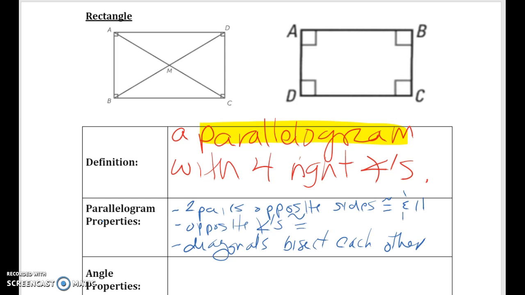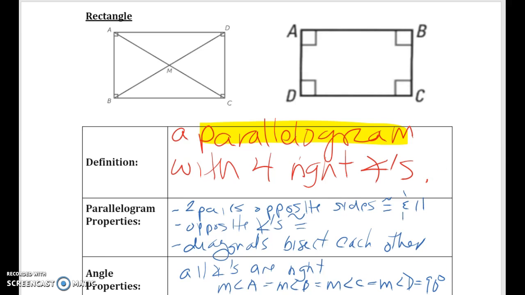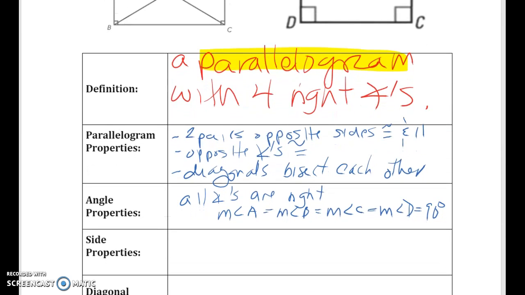What makes a rectangle beyond a parallelogram, or what makes a parallelogram a rectangle, is that it has 4 right angles. Okay. So all angles are right, which means the measure of angle A equals the measure of angle B equals the measure of angle C equals the measure of angle D, which equal 90 degrees. Definition of a right angle is that it measures 90.